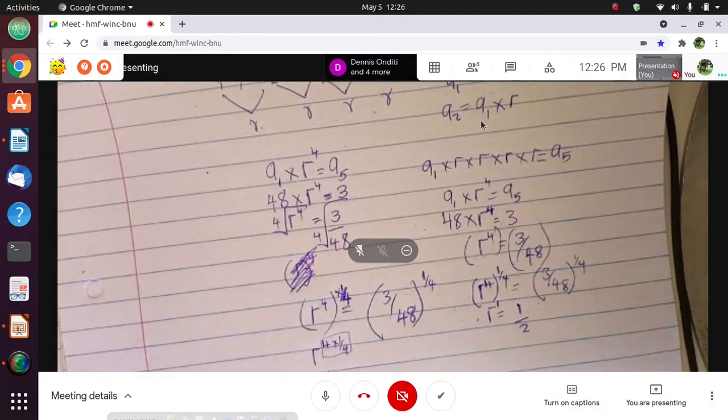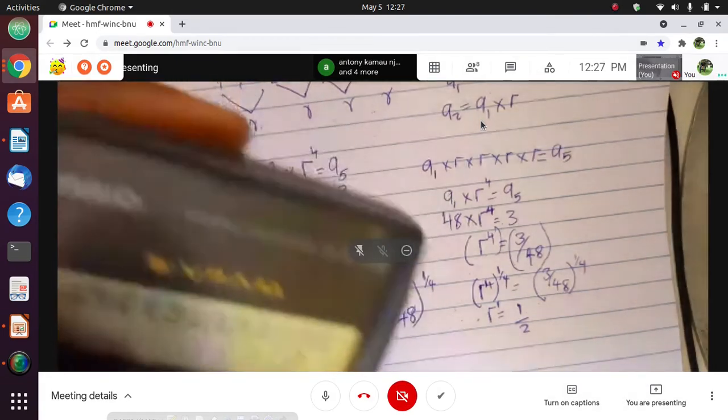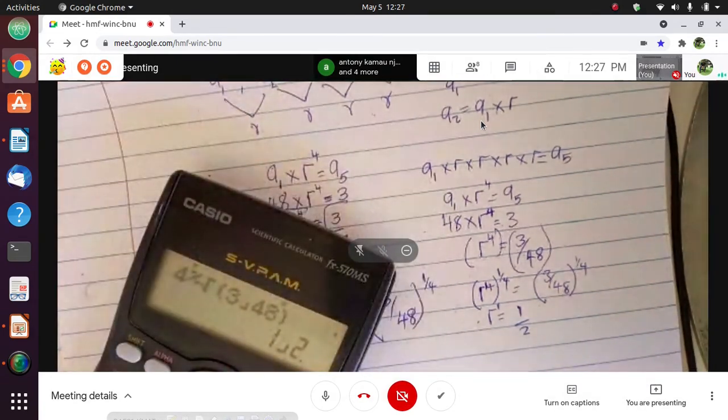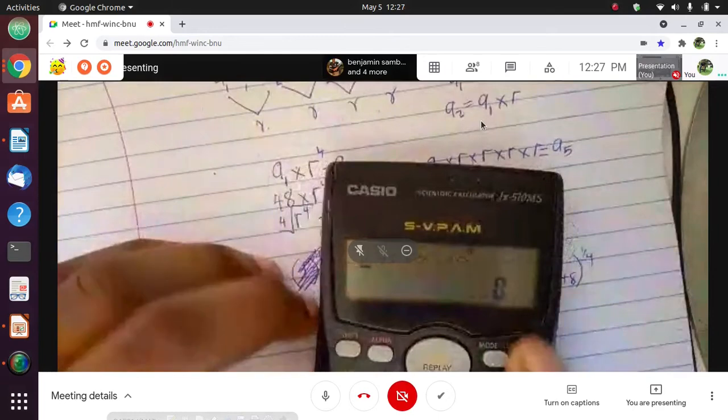And how do you find the, yes? The fourth root of 3 over 48 is 1. Is 1. This is how you find it.